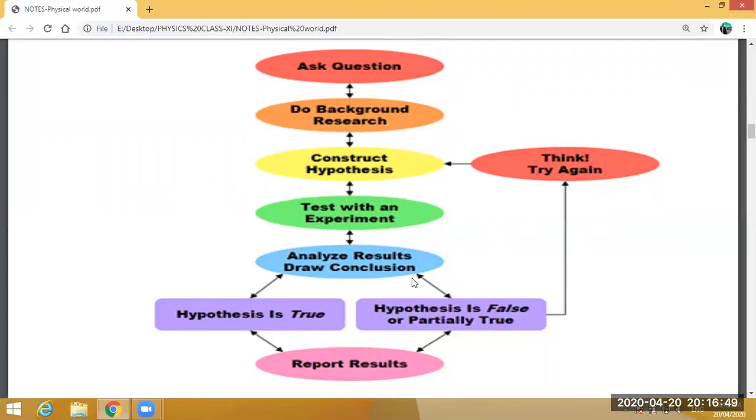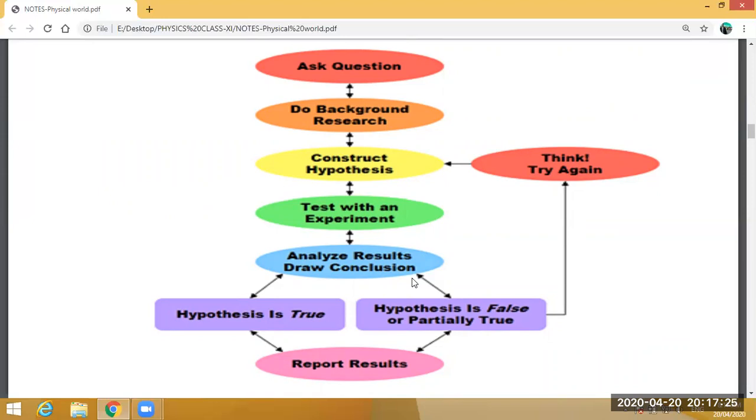So then we try to understand whether the hypothesis related to that question or phenomenon is true or false. For that, you have to test with an experiment. After testing, analyze the result and draw the conclusion. So the conclusion could be either true.